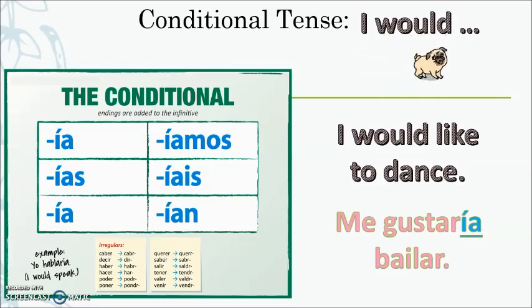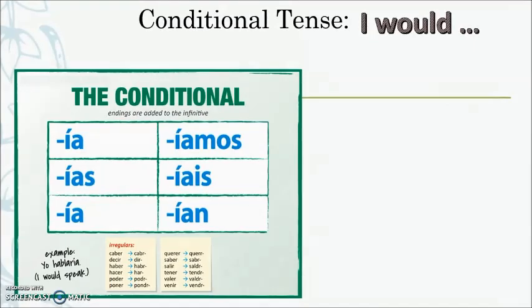So conditional tense is this conjugation chart, and it's very similar to future tense, and the process is the same. So you're going to take an infinitive, and you're going to add one of these endings, these subject endings, onto the end of it, depending on what you want to say. So me gustaría is I would like to dance. So let's look at a couple other examples.